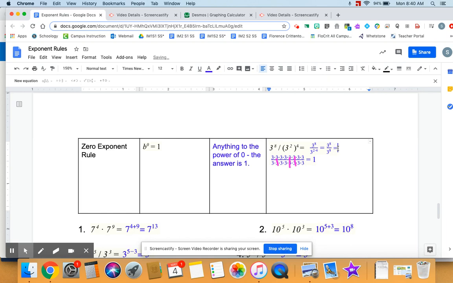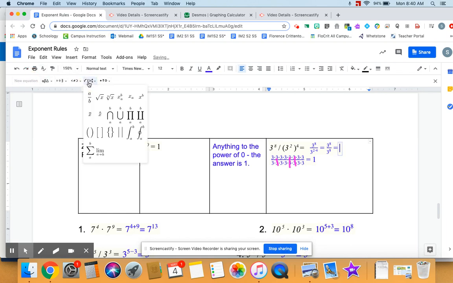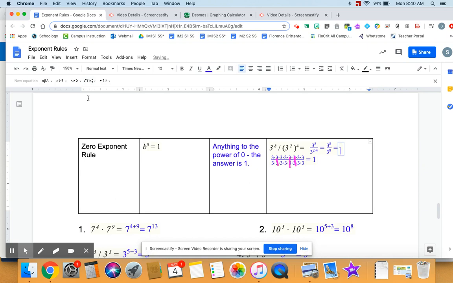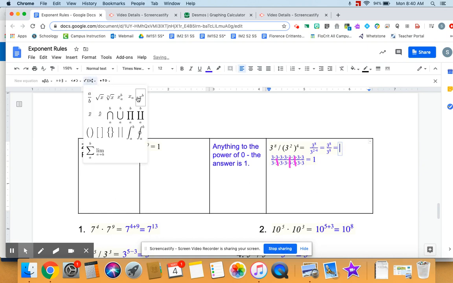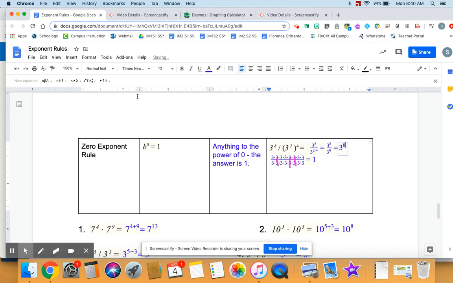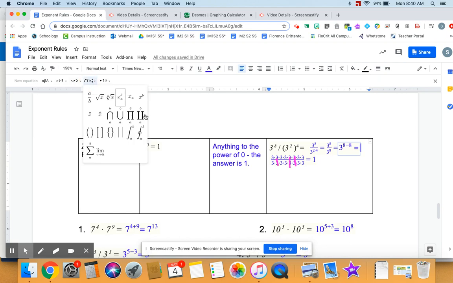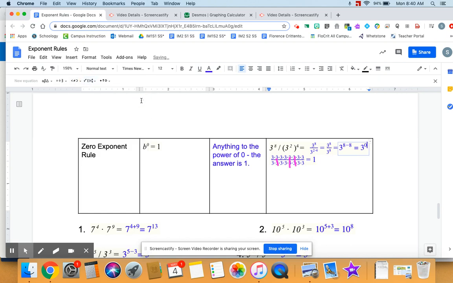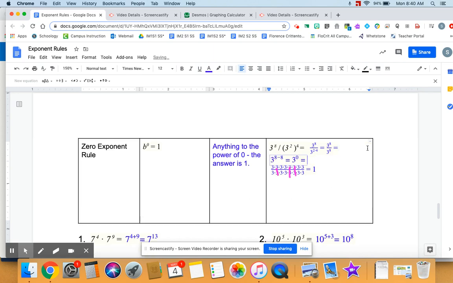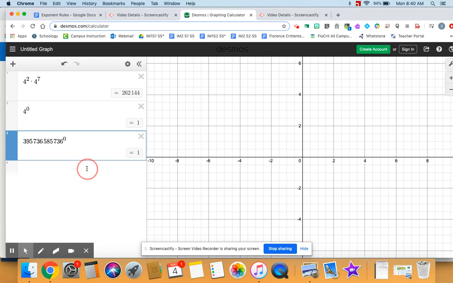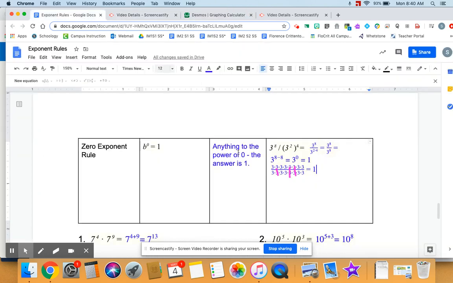However, if I use my exponent rule for division, the rule says that when you divide, you subtract your exponents. What is 8 minus 8? It's 0. So this long thing that equals 1 is the exact same thing as 3 to the power of 0. So 3 to the power of 0 must also equal 1. Which it does. If I went into Desmos, 3 to the power of 0, also 1. Everything to the power of 0 is 1.